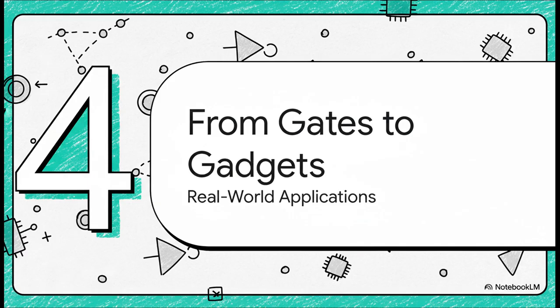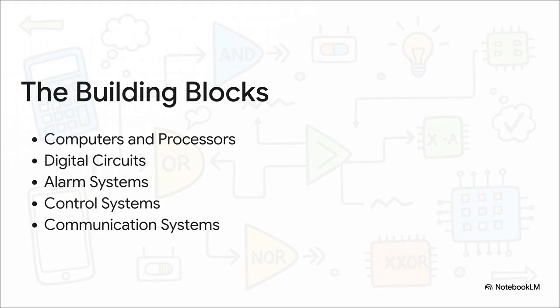So we've met these 7 simple gates. How in the world do they become the powerful technology we use every single day? Well, the magic isn't in the complexity of the gate itself. The magic is in the scale. By combining millions, or these days billions, of these simple decision makers, engineers can build, well, everything.